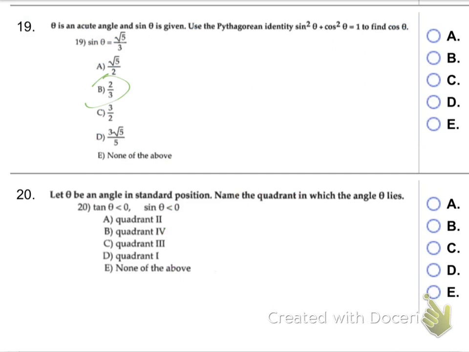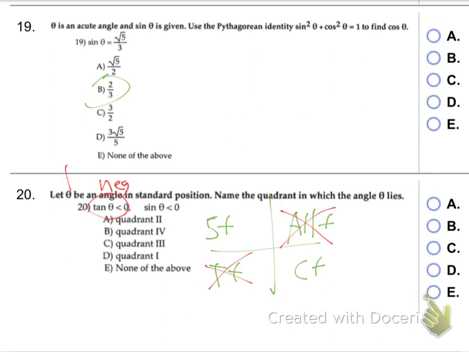Number 20. Let theta be an angle in standard position. Name the quadrant. Oh, that's not bad, is it? So, all right, number 20, they're telling me it's the all students take calculus. So they're telling me tangent is less than 0. So it's not that one. So it's not here or here, huh? Because they're all positive in the first, and they're telling me tangent's less than 0.